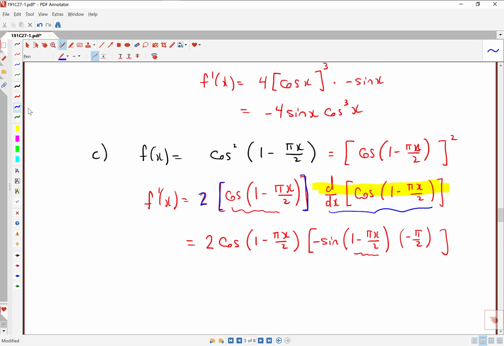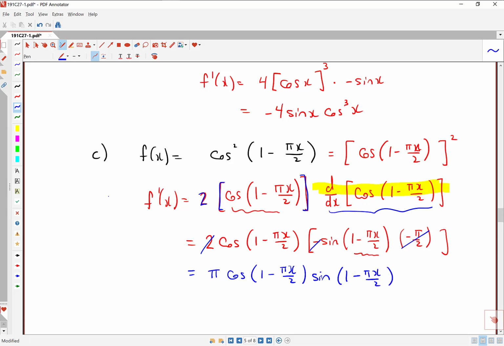So to simplify this, let's multiply the 2 times the negative 1 times the negative pi over 2. So that's going to give us positive pi. And then we've got pi times cos of 1 minus pi x over 2 times sine of that same angle, sine of 1 minus pi x over 2. So that's how it would likely be written.